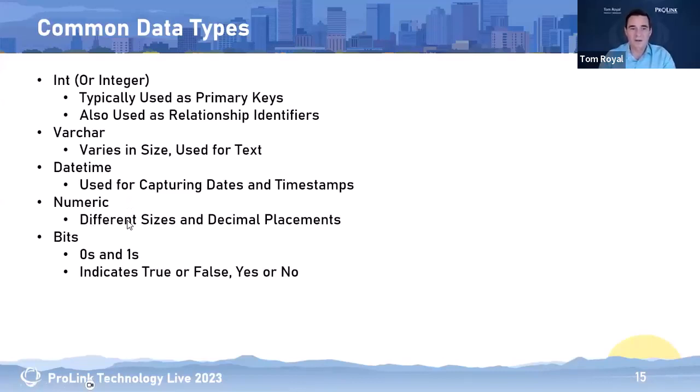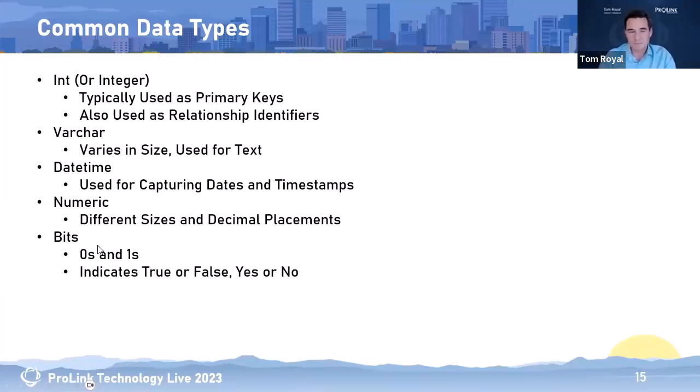Numerics are going to be different sizes and decimal placements. So things like currency might be different than something that's going to be a large percentage, where you need to go quite a few more decimals out. And then bits. Bits are one of the most simple and earliest of data types. They're zeros and ones. So it's either going to be 0 or 1, but they indicate true or false, yes or no.